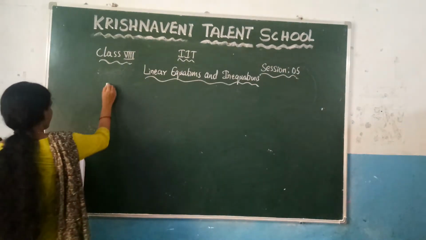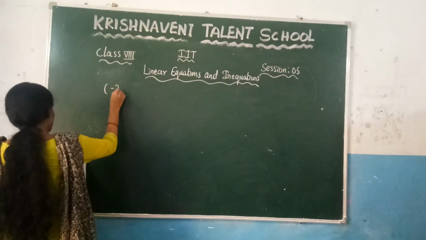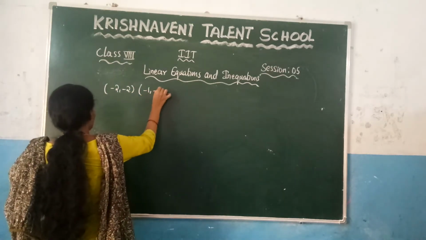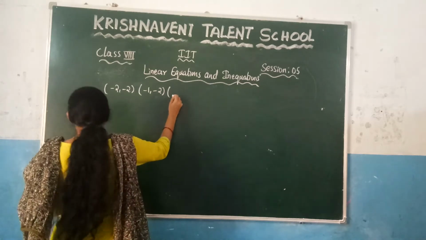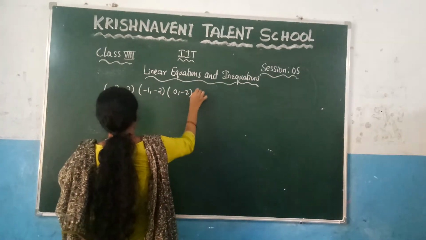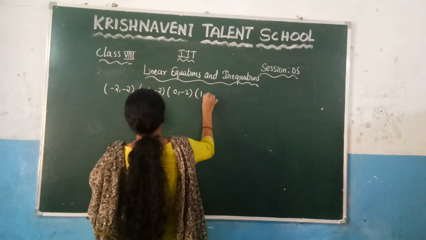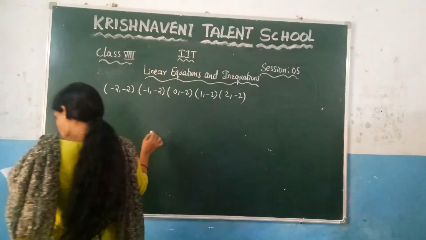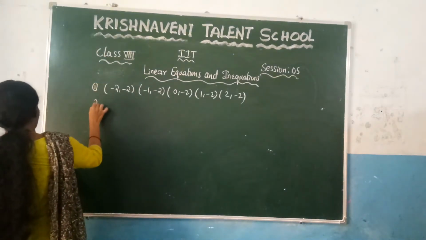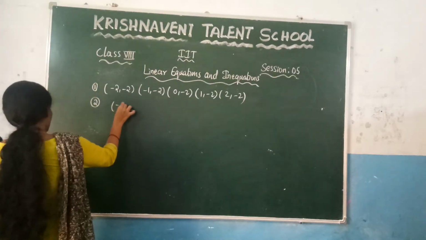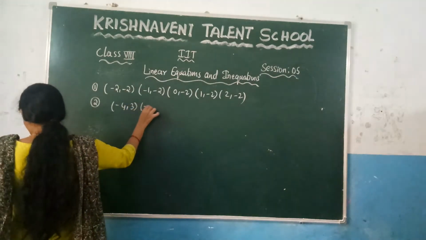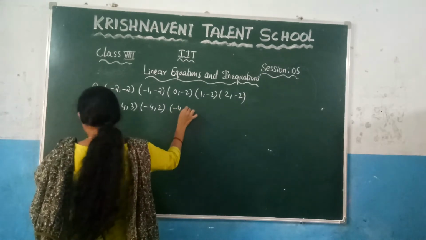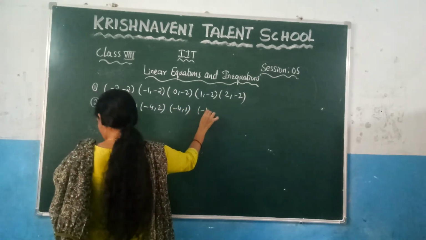Suppose you want to plot the points (-2, -2), (-1, -2), (0, -2), (1, -2), (2, -2). And again, if you want to plot these points also: (-4, 3), (-4, 2), and after that (-4, 1), (-4, 0).